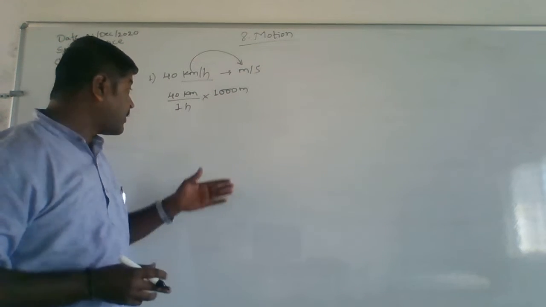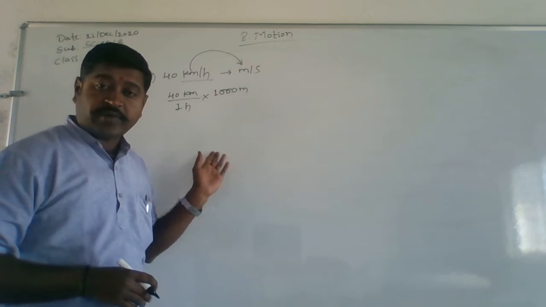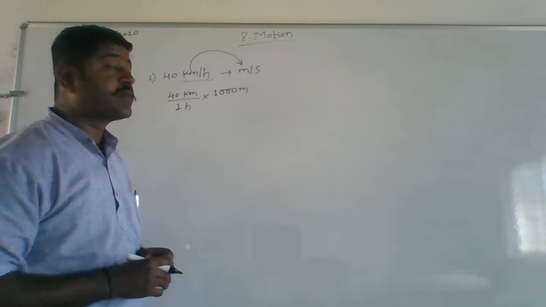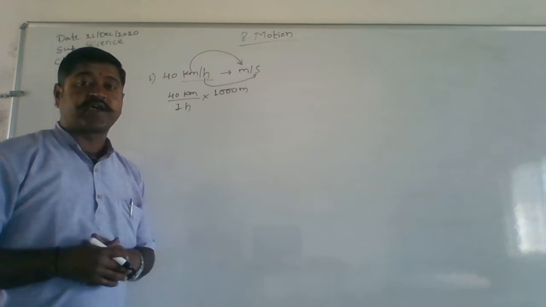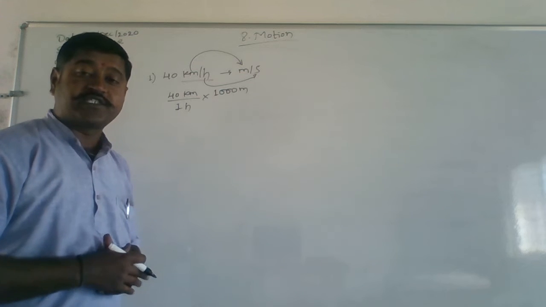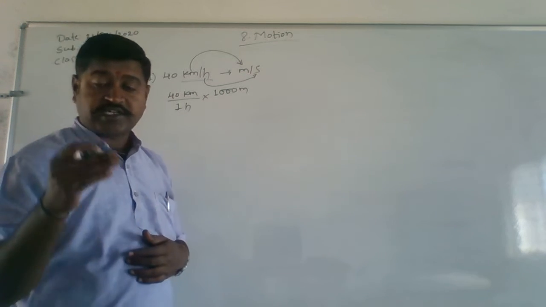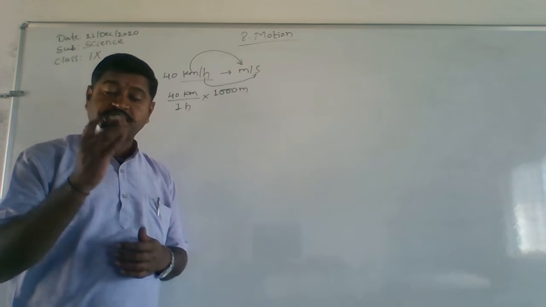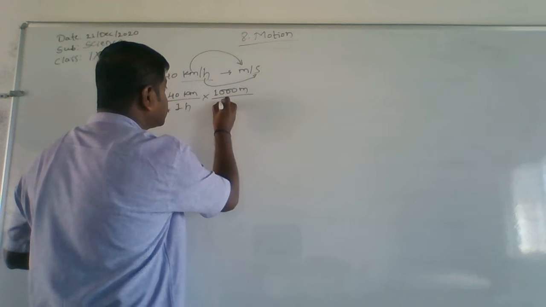Right? And coming to the denominator, that is 1 hour. What we have to do is convert it to seconds. So this hour also has to be converted to seconds. So 1 hour means how many seconds? It is 60 minutes. So each minute carries again 60 seconds. So 60 minutes into 60 seconds gives you 3600 seconds.